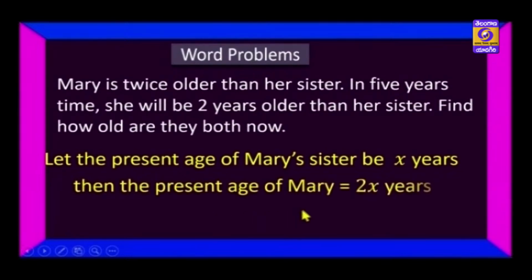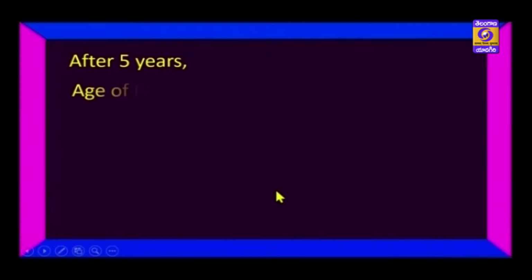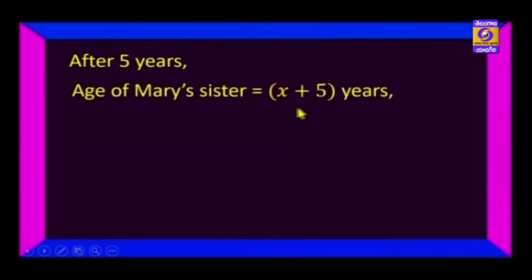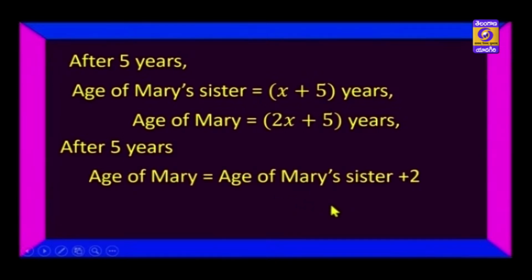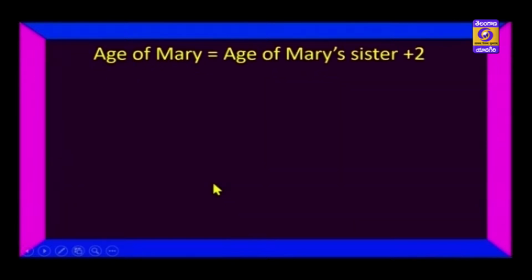Then the present age of Mary becomes 2x years, and after 5 years age of Mary's sister is x plus 5 years, and age of Mary is 2x plus 5 years. And now what is given? After 5 years age of Mary will be equal to age of Mary's sister plus 2, isn't it? Mary's age will be 2 years more than her sister. Thus we write 2x plus 5 equal to x plus 5 plus 2.